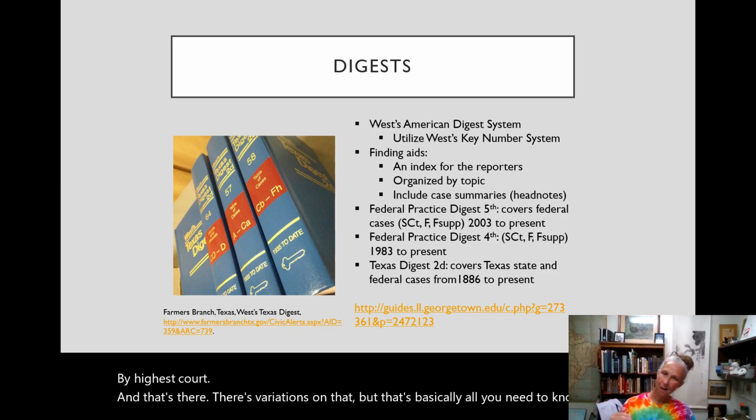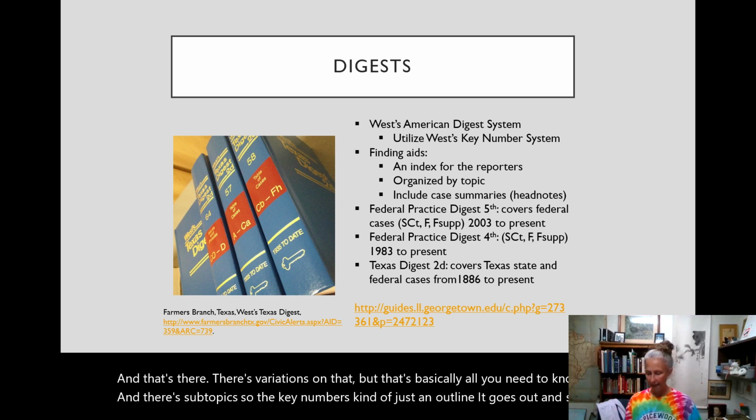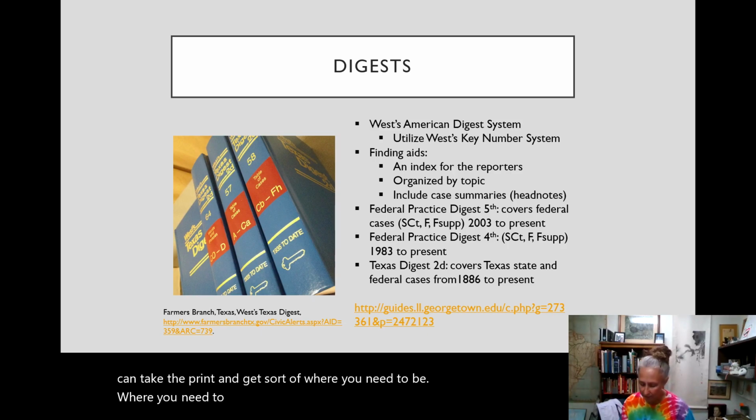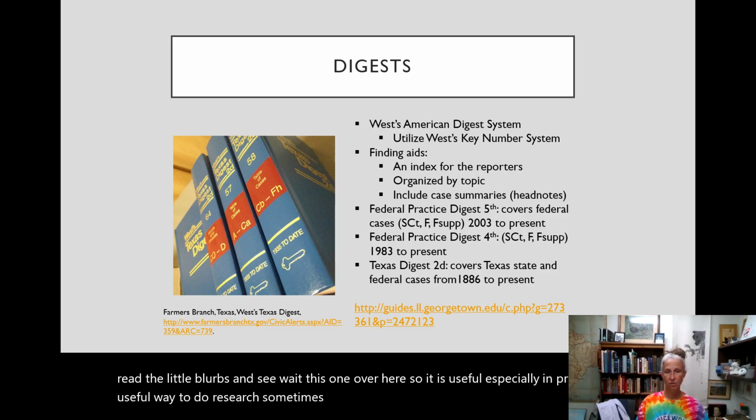And there are subtopics. So the key number is kind of just like an outline. It goes out. And so you can take the print and get to where you need to be topic-wise, and then you can flip through and scan and read the little blurbs and see, oh, wait, this one over here. So it is useful, especially in print. It's a useful way to do research. Sometimes it's faster than Westlaw because you don't have false hits, which we've already seen in class.